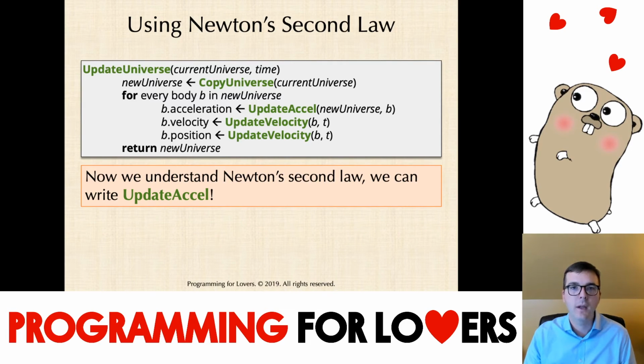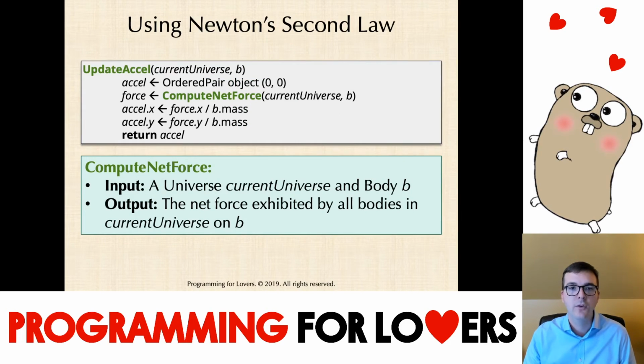And I'm going to be working with x and y components. So if I want to write this update acceleration function and I know what body I'm updating the acceleration of, I need access to everything else in the universe. So I could declare some ordered pair object accel, which has x and y values of 0 when it starts out.